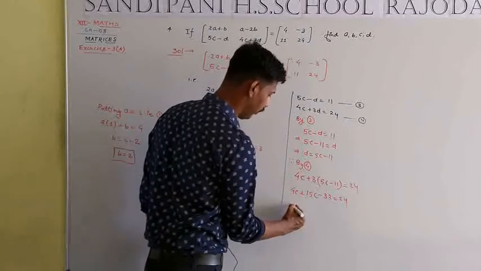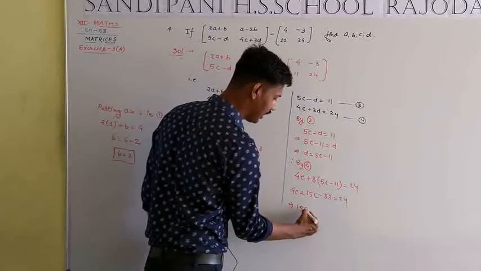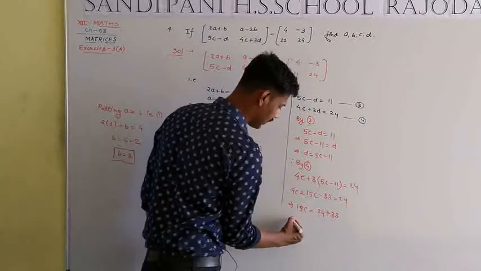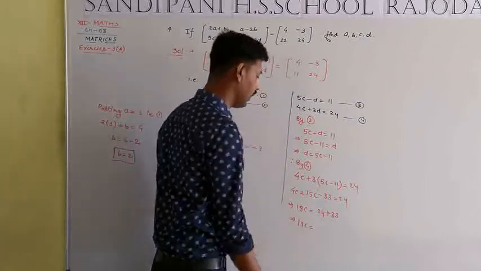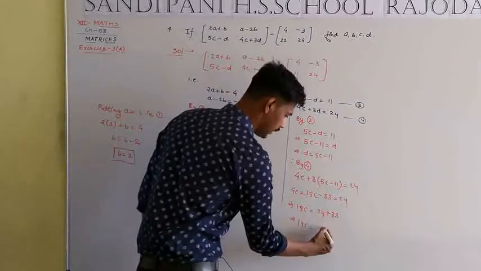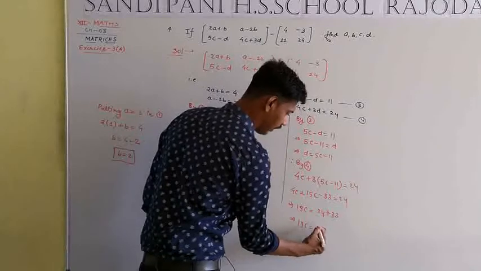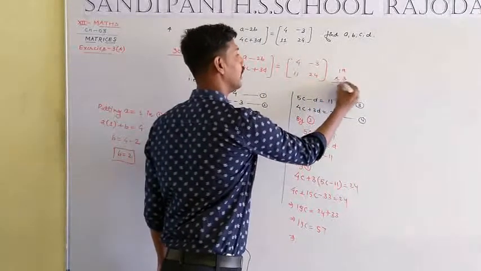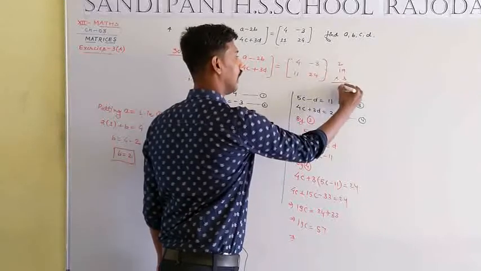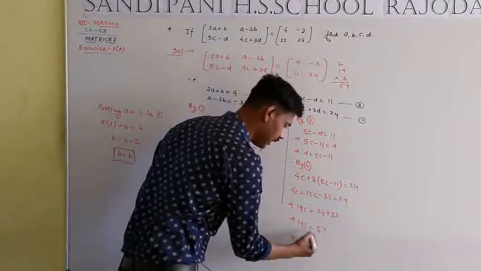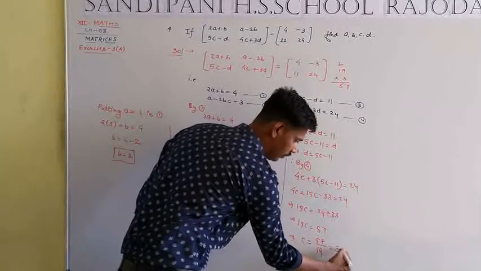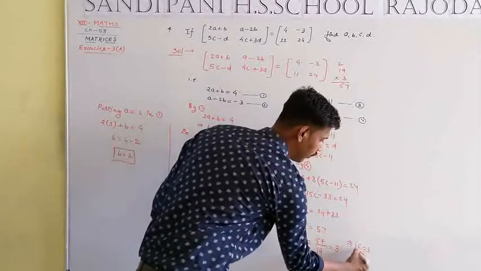minus 33 equal to 24. Plus 33, 24 plus 33 is 57, so 19c equal to 57. 19 times 3 is 57, so 19 cancels out and c will be equal to 3.